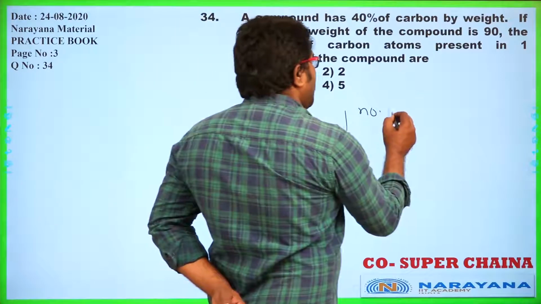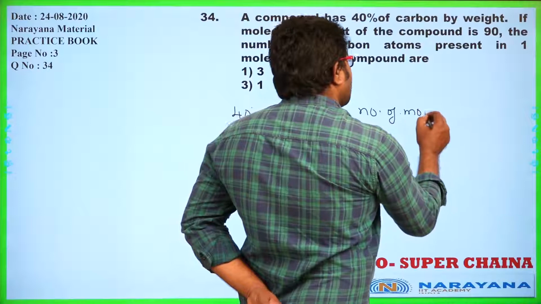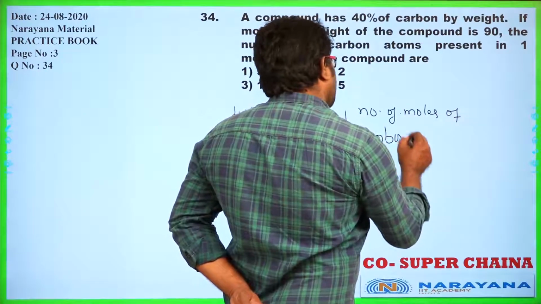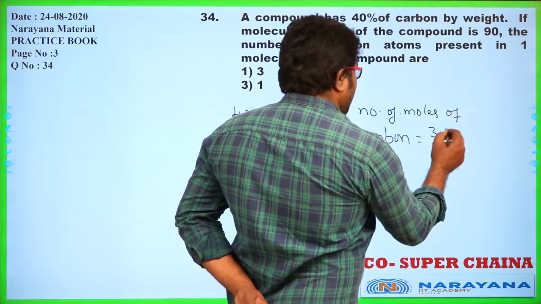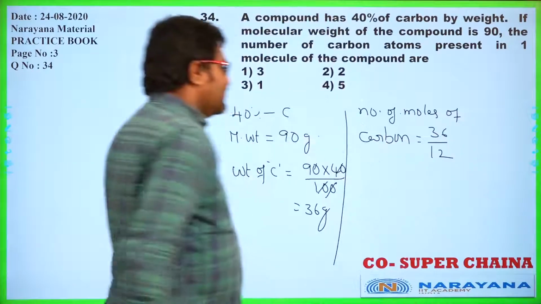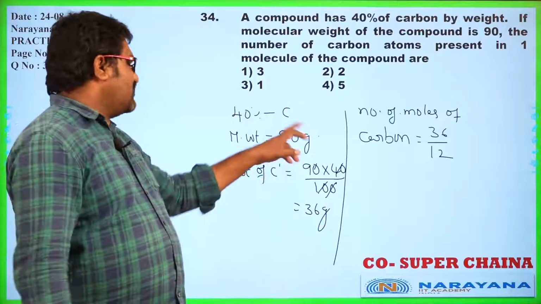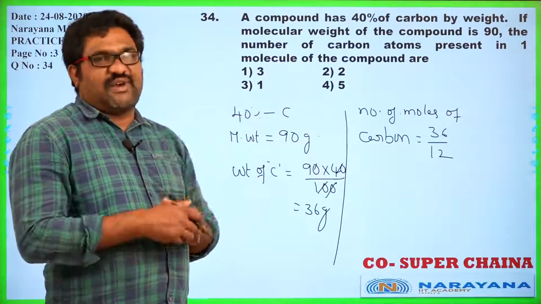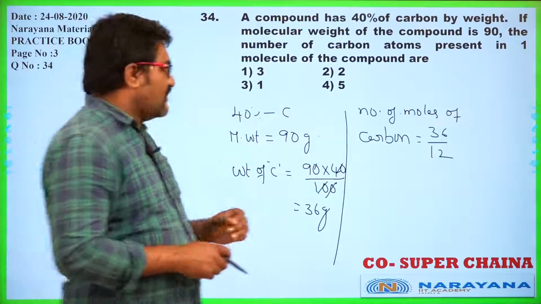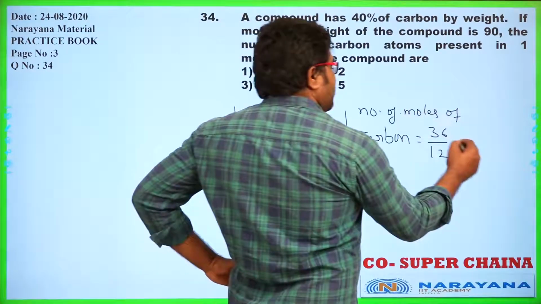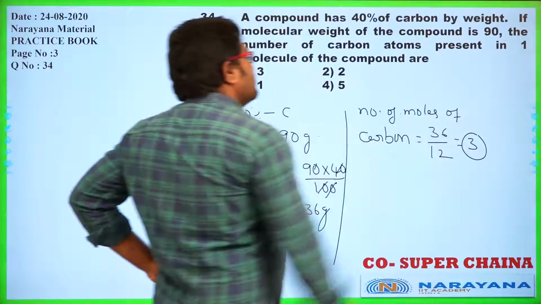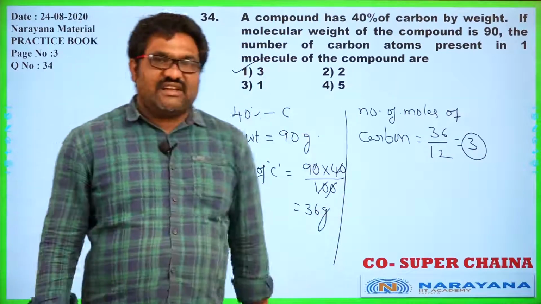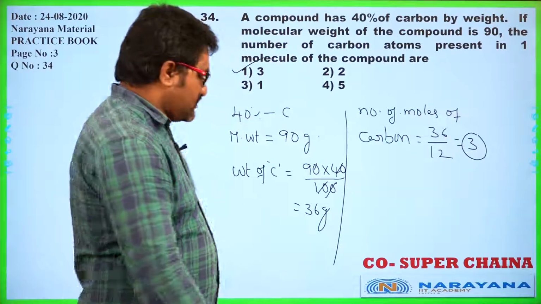So the number of moles of carbon present in that 1 mole of compound is equal to weight by atomic weight. Among the total molecular weight of 90, the carbon is 36 grams. So I am able to calculate the number of moles, which is 3 moles. Yes, the first option is the correct one. Okay, let us go for the next question.